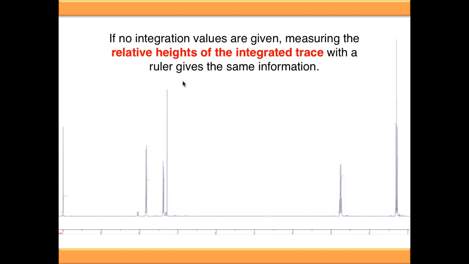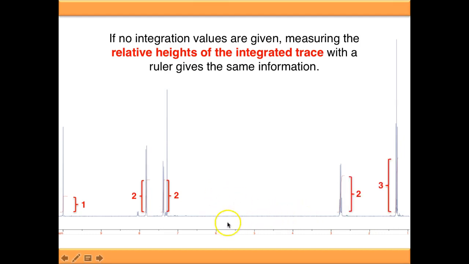So if you're given a spectrum which doesn't have the numbers underneath down here, then all you need to do is look at the integrated trace, because it's the same data set. And what you need to do is measure the height of the integrated trace, so from here down to here, with a ruler. Again, the absolute values are meaningless, it's the ratio that's important. So the ratio of the height of this to the height of this should be the same. So it should be 1 to 2 to 2 to 2 to 3.